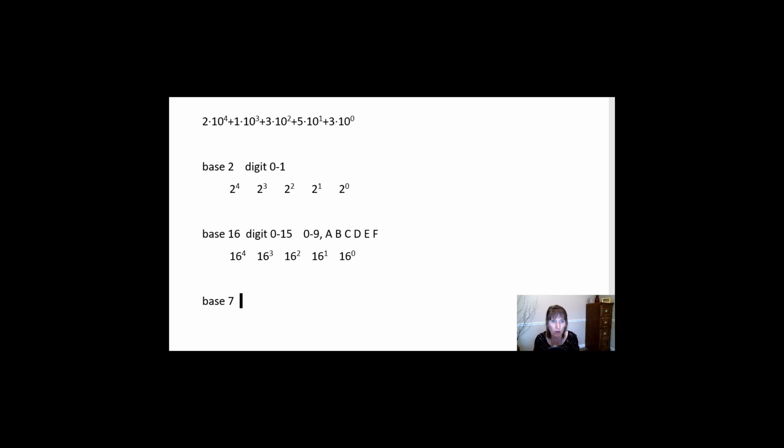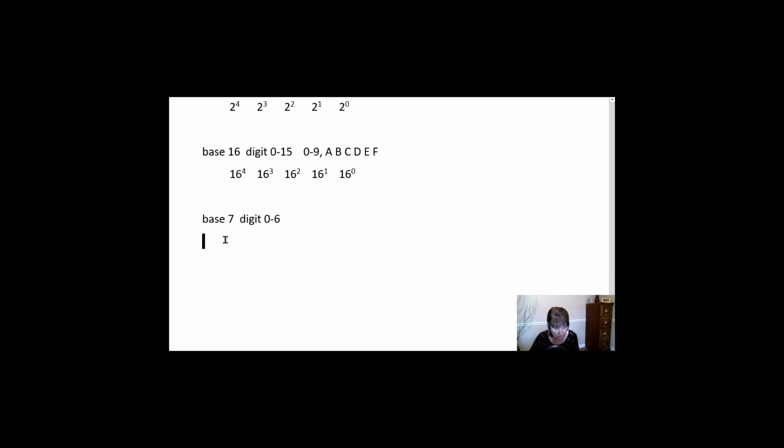But we can identify what digits are allowed. The digits would be 0 to 1 less than 7, which is 6. So those are the allowed digits. And we can identify the place values for this, right? We always start with the ones place on the far right. So that's 7 to the 0 is the ones place, and 7 to the 1. So this is really straightforward to do with any base number, and you can figure out those place values.